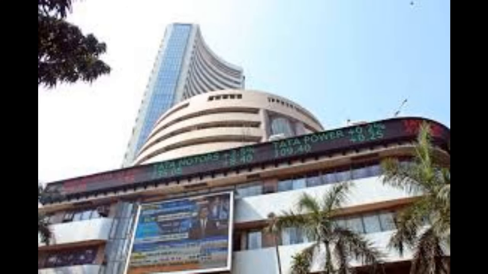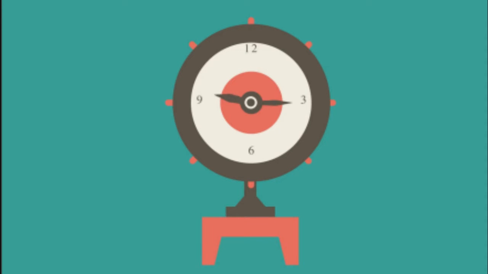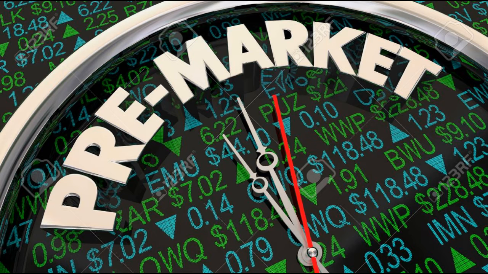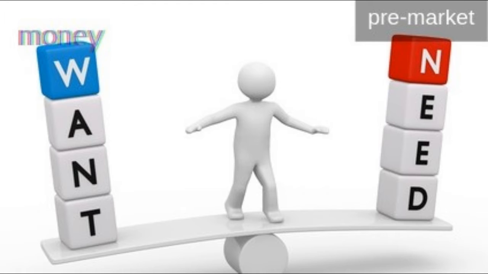For Indian markets, pre-market is from 9 a.m. to 9:15 a.m. After 9:15 a.m. the pre-market session is over and you can start trading. We will look at how trading takes place in the pre-market session and how the opening price for a particular stock is decided. So we will understand what the need for a pre-market session is.